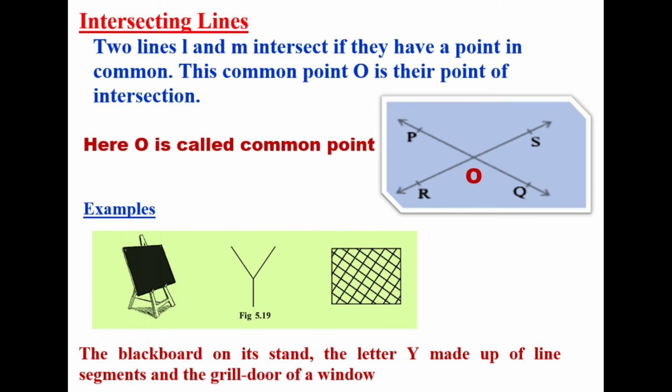Now we can see some examples. You see the blackboard stand, a letter Y made up of line segments, and the grill door of a window. So you can find out the intersection point.